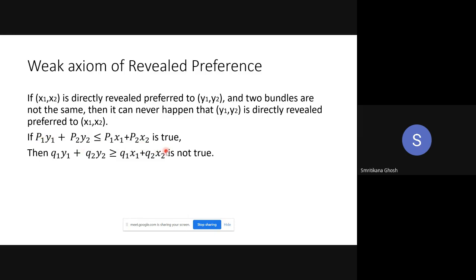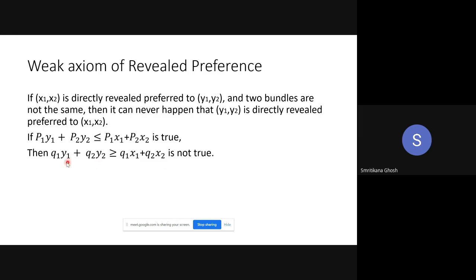If this is true, then, remember here the prices have changed, Q1 Y1 plus Q2 Y2 is greater than or equal to Q1 X1 plus Q2 X2 is not true. This is the axiom. Try to remember it. We are eliminating the opposite situation.